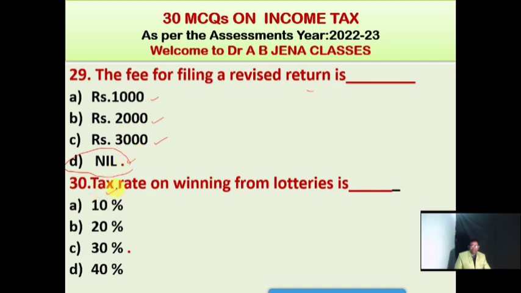Last but not the least, the important MCQ: tax rate on winnings from lotteries is, option A, 10%, option B, 20%, option C, 30%, option D, 40%. The right option is 30%. Option C is the right answer.